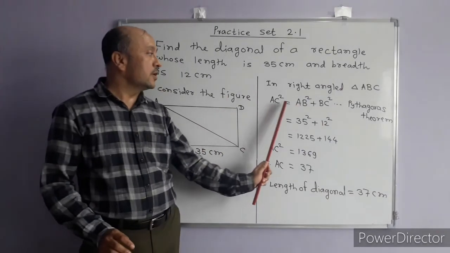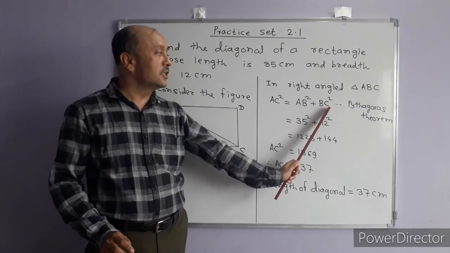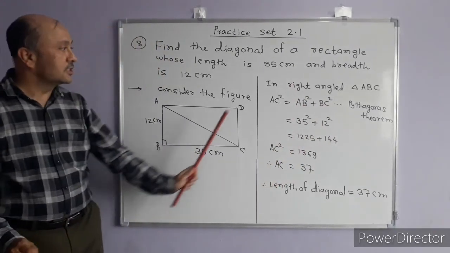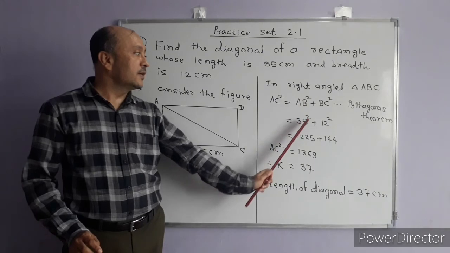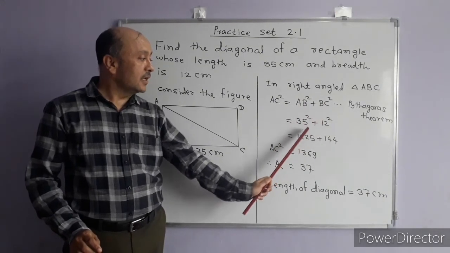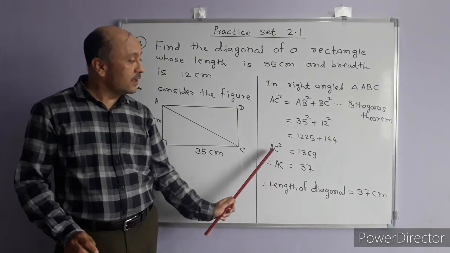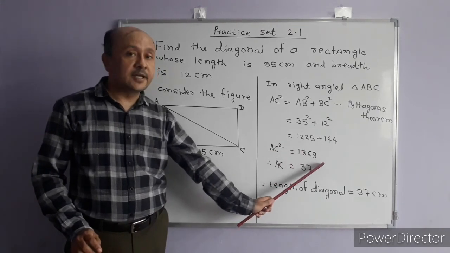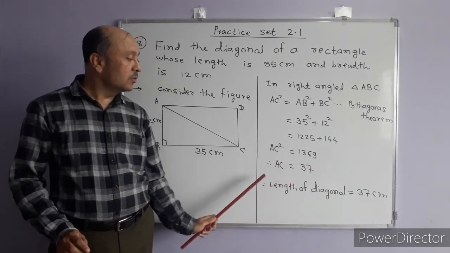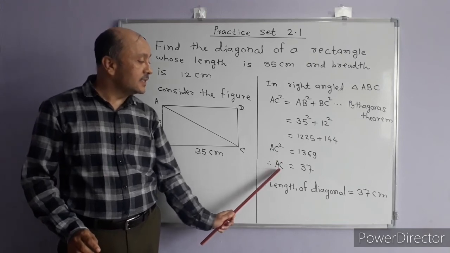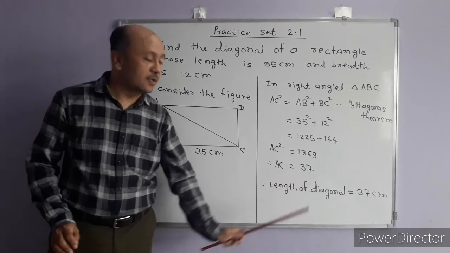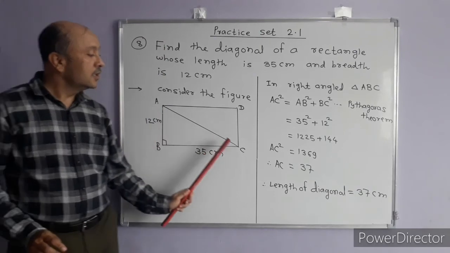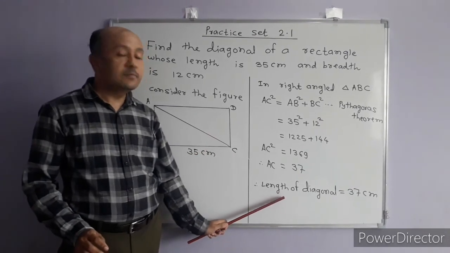So in right angle triangle ABC, Pythagoras theorem is used. This is the right angle, then this is the hypotenuse. So hypotenuse square is equal to one side square plus other side square. Then values are substituted. AB is 35, BC is 12. Then the calculation takes place. We'll get the value of AC square. AC square is equal to 1369. If you take the square root of both sides, we'll get the value of AC. AC is equal to what? 37. So AC is nothing but the length of the diagonal, that comes to 37.